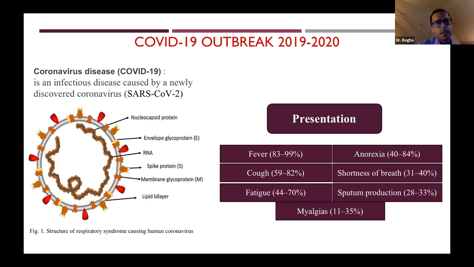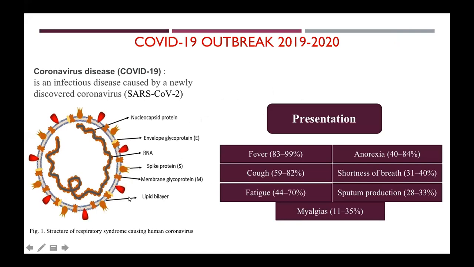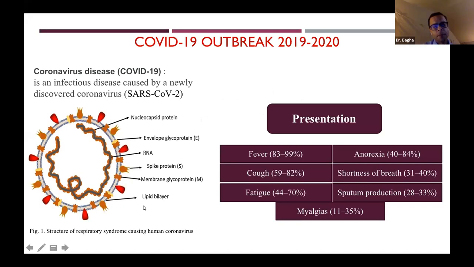about the SARS-CoV-2 virus. And this is the cartoon of how the SARS-CoV-2 virus looks like. It has an envelope, like a protein, which is visible here. It has an RNA with the nucleocapsid protein, the spike protein S, and the membrane glycoprotein M, and we also have the lipid bilayer. So this is the structure of the respiratory syndrome causing human coronavirus.